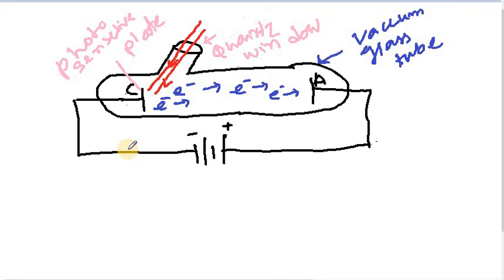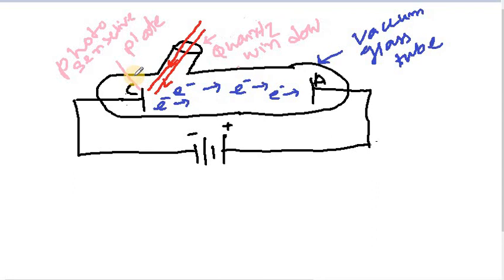The potential difference between A and C is measured by a voltmeter, and the current value in this experiment is in the micro-ampere range. The value of the photocurrent can be tuned by tuning the voltage between these two plates, between C and A.